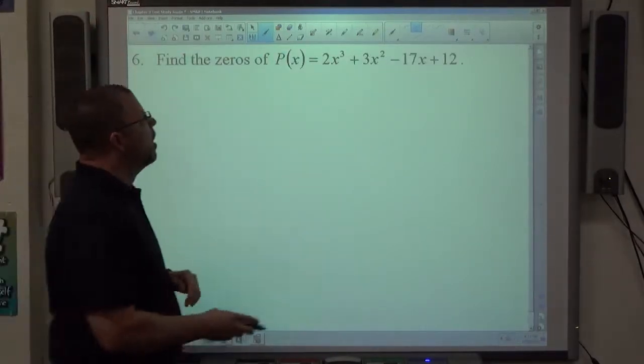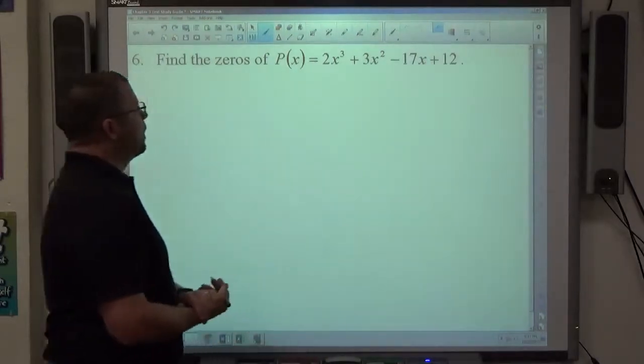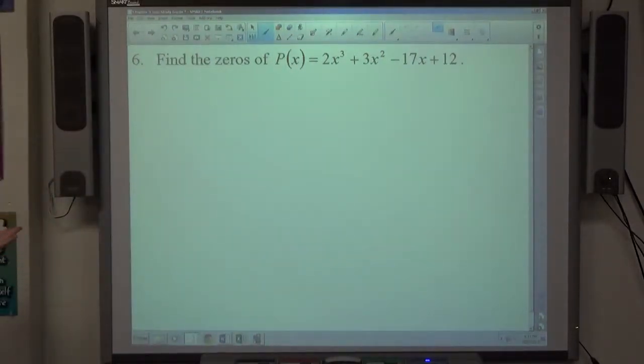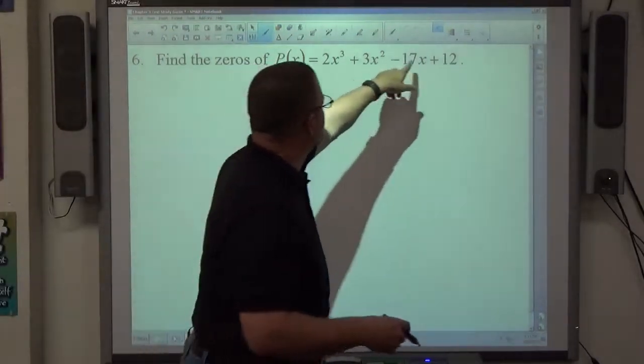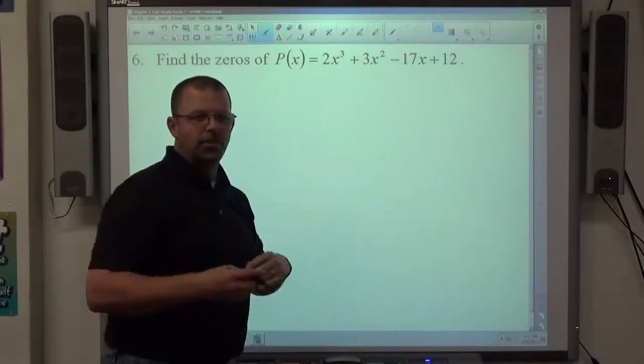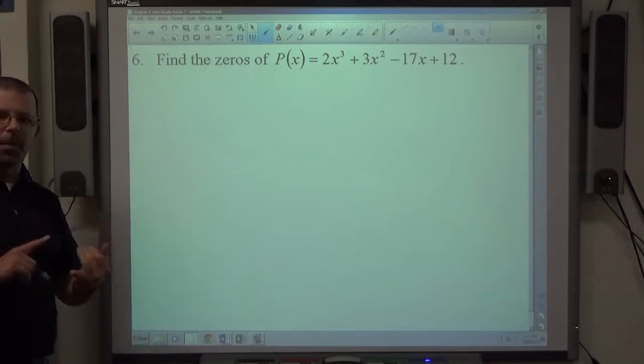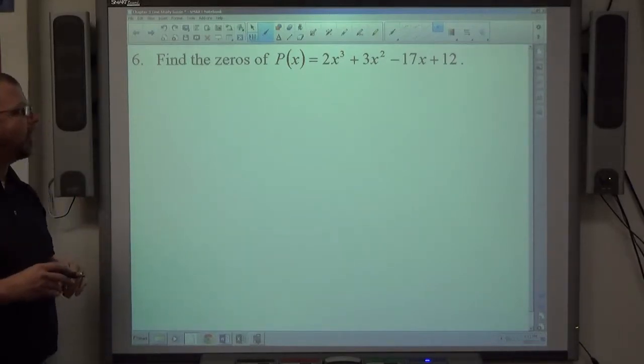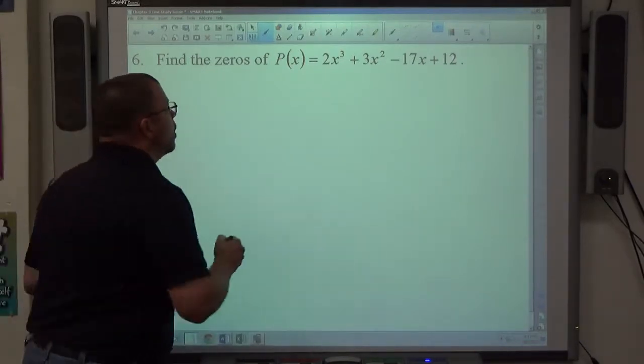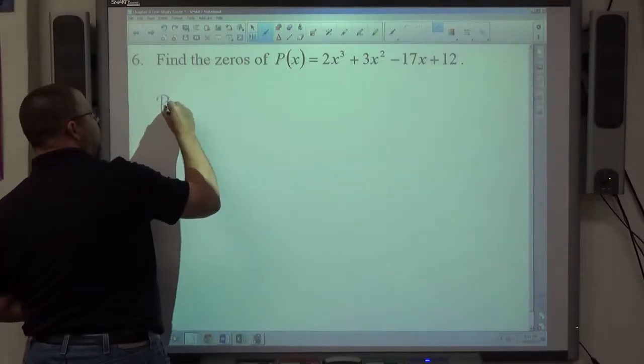Number 6. This one says find the zeros of p of x. And very much like number 3, except this time there is no common factor. We've got a cubic function. We don't have a cubic formula, so this would be more along the lines of the possible rational roots theorem, that technique to find out an answer. So what I would do first is list my possible rational roots.